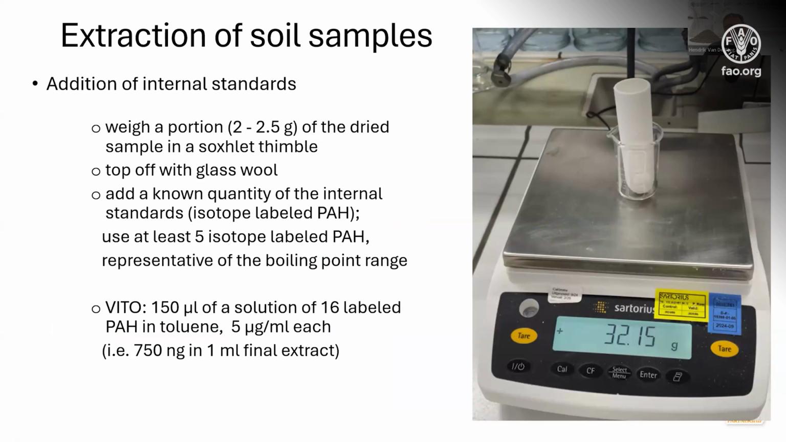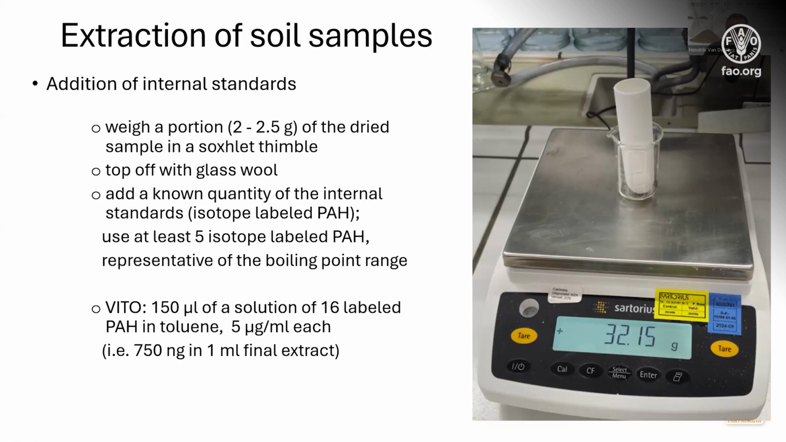known quantity of the internal standards. The internal standards are isotope labeled PAH. In our case, deuterated PAH. At least 5 isotope labeled PAH are used, representative of the boiling range.